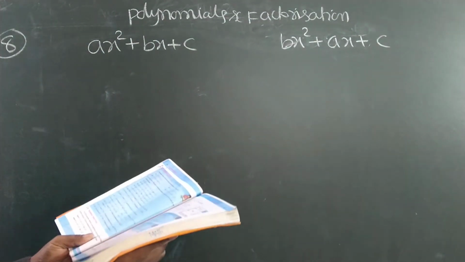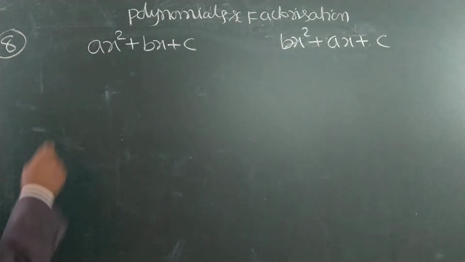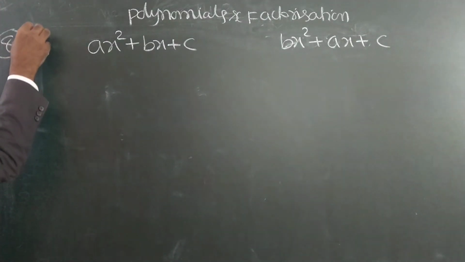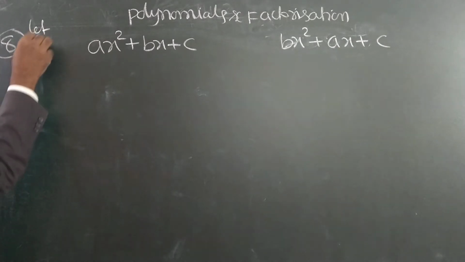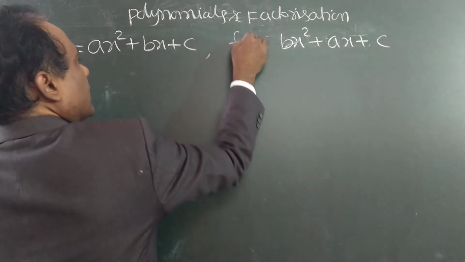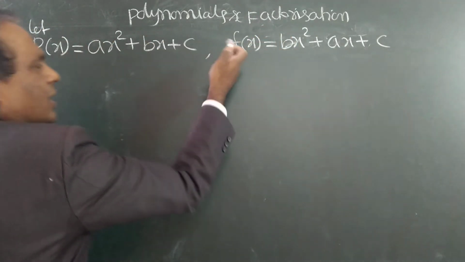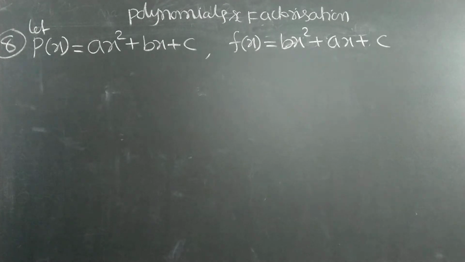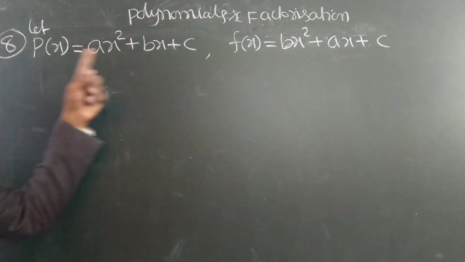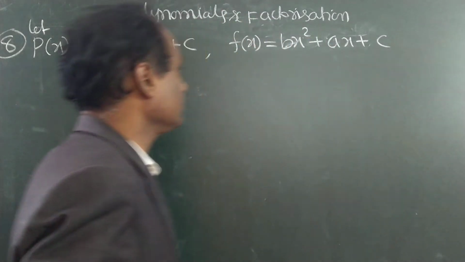Ax square plus bx plus c and bx square plus ax plus c have a common factor x plus 1. See here, let p of x be the first polynomial, and let us take the second polynomial as f of x. Because if this is taken as p, we cannot take this also as p, so we need some other symbol. So let us take this as p, this as f. Now, don't write, first look at the question.